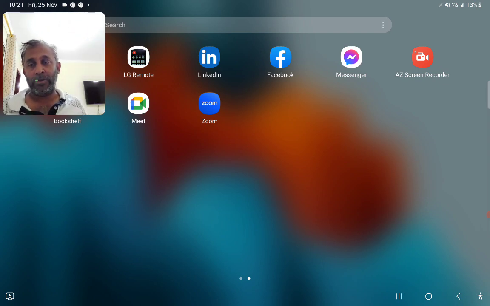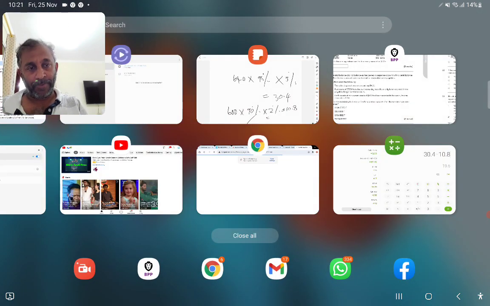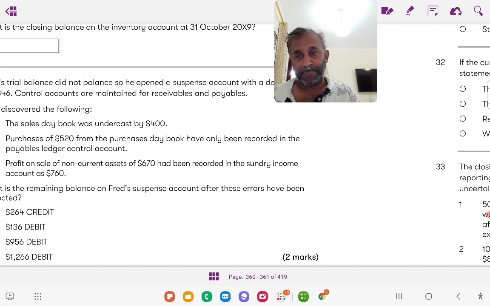We're getting back to the discussion of the mock paper, to continue to provide video discussion on the questions on the mock paper for financial accounting of ACCA. Today, let me start with question number 29.